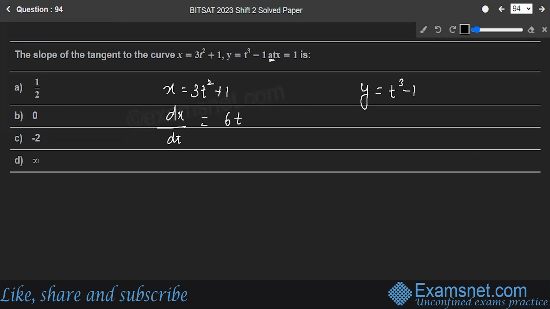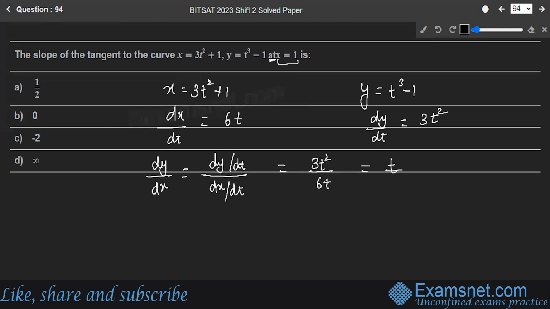Okay, this is not at x, this is at x is equal to 1. So, differentiating, you have dy by dt as 3t square. Let's find out dy by dx. This will be given by dy by dt divided by dx by dt, or this will be 3t square divided by 6t. This will be equal to t by 2.